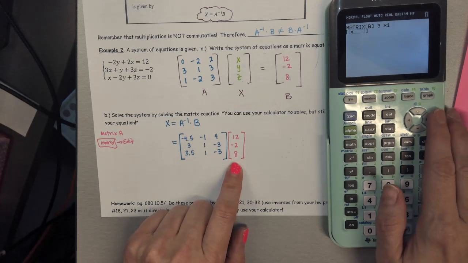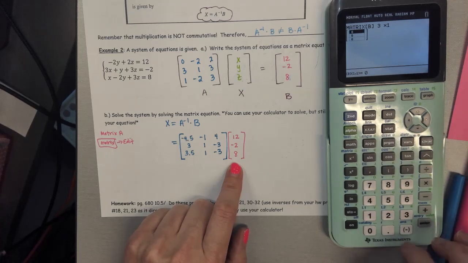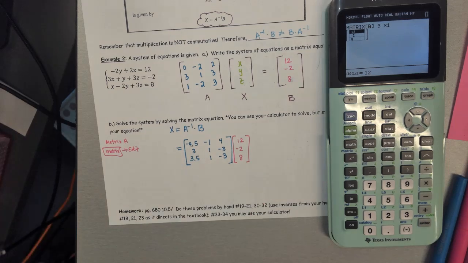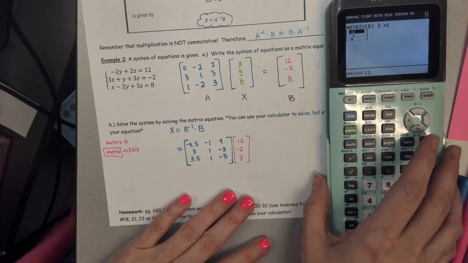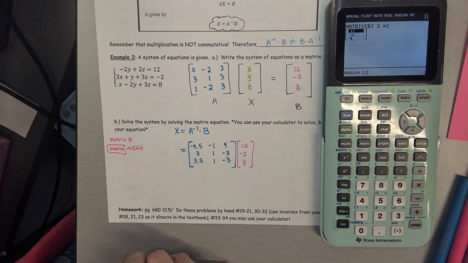So B is a 3 by 1. Okay, and then when you do this, you're going to have 12, negative 2, and 8. Okay, practice this with me because you are going to have to know how to do this both ways. Okay, algebraically and with your calculator. All right, so once you have that entered, you're going to quit out. So second quit.